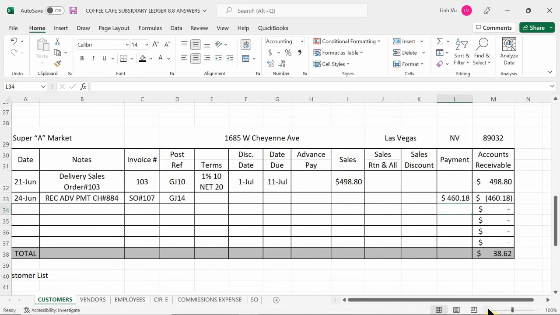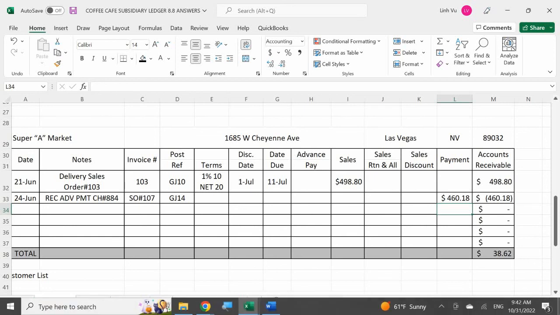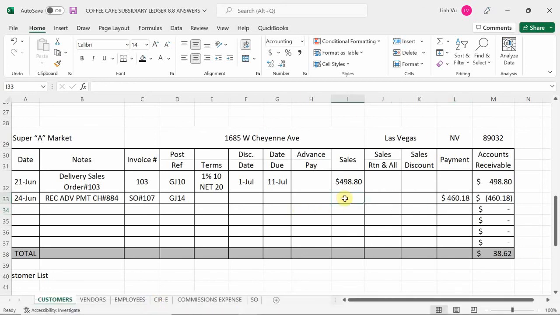So this is what you have to do. We don't record the advance payment until we issue the sales receipt, or sales order, or invoice, right? In this case, the down payment is going to act as if we gave the sales order, and the sales order told Super A Market that you owe $460.18. So in this case, you're going to have to put this under sales.